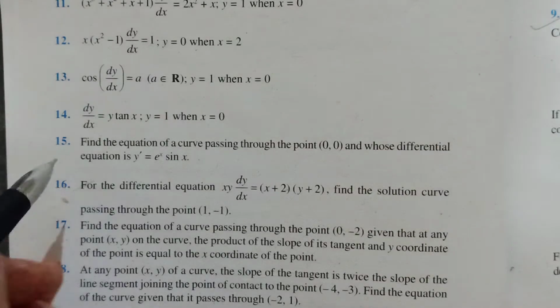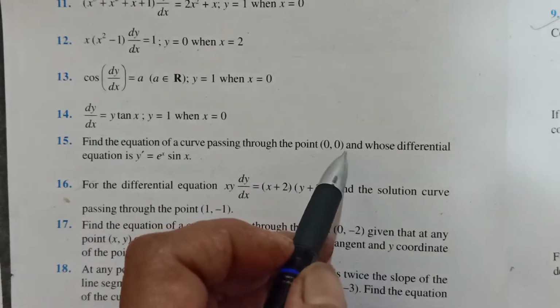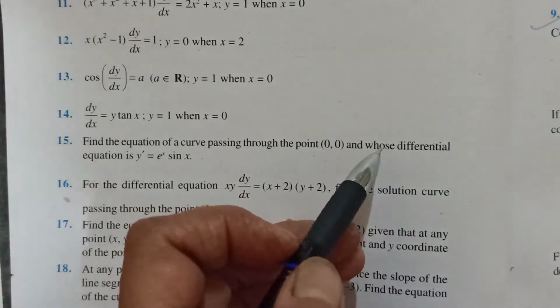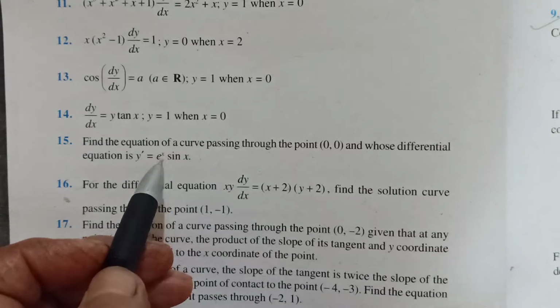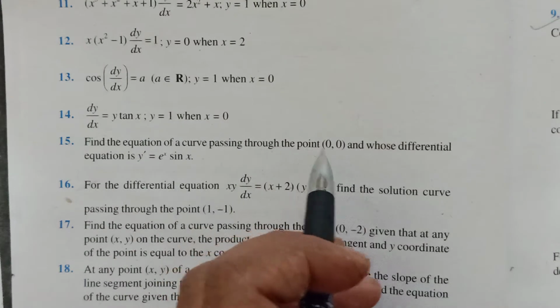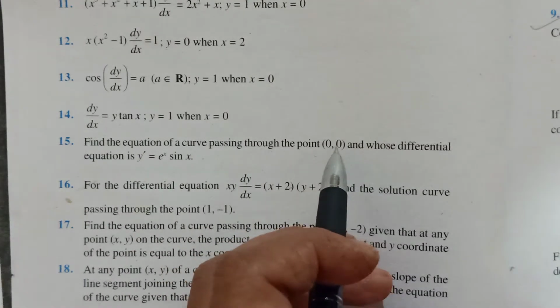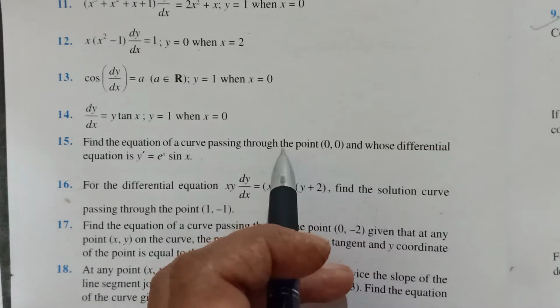Children, 15th question. Find the equation of a curve passing through the point (0, 0) and whose differential equation is y dash is equal to e to the power of x sin x. Okay. So if the curve is passing through point (0, 0), it means this point x is equal to 0, y is equal to 0 will be satisfying the curve.